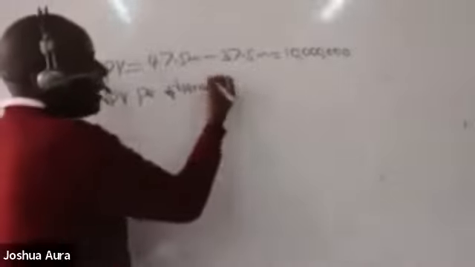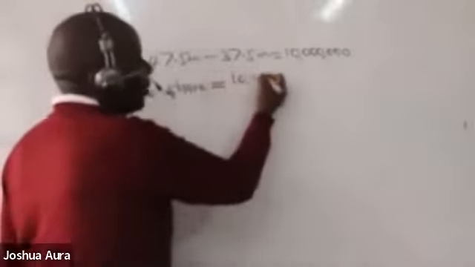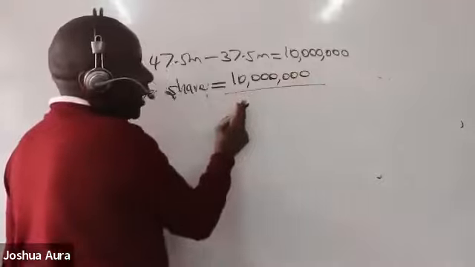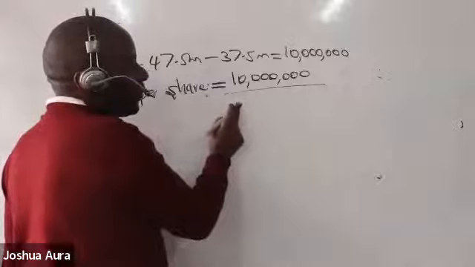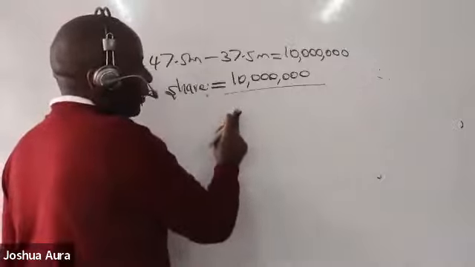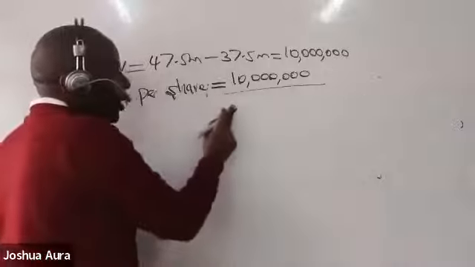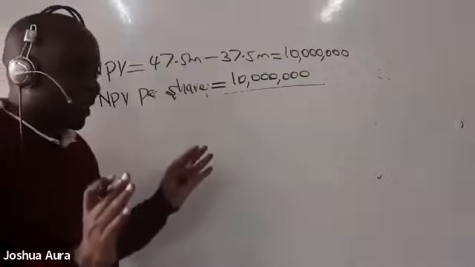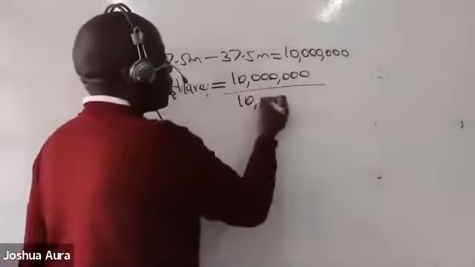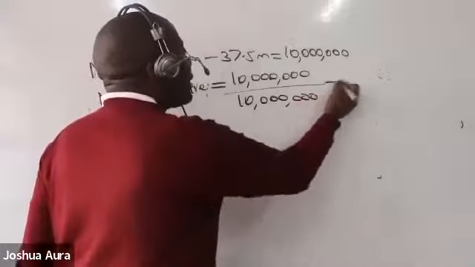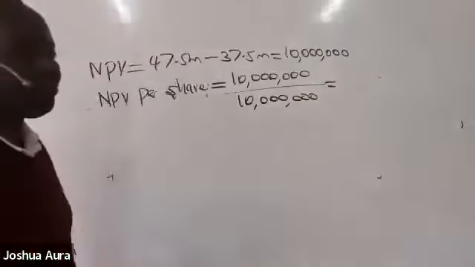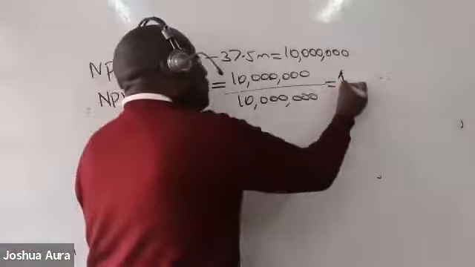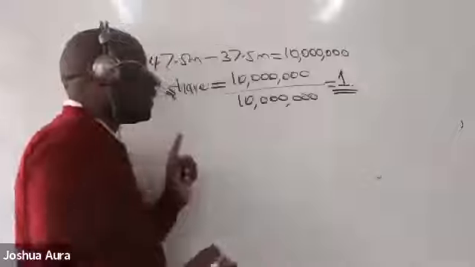So per share, you'll take the net present value created and divide by the existing shares. Existing shares are how many? In this case we have 10 million shares. So this gives us, ladies and gentlemen, what NPV per share? We are getting 1. It may not make sense for now, but you will see how important this is.